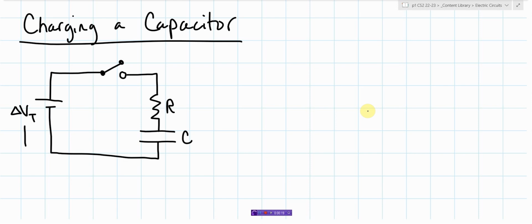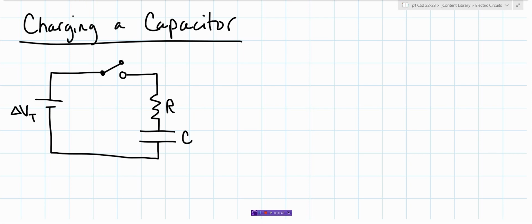So I got my battery here. I got this battery here to provide the voltage source. It's going to charge everything up. Right now I've got this switch open because I don't want anything to happen yet. So right now nothing's happening. We're going to have this capacitor and that resistor on this circuit.